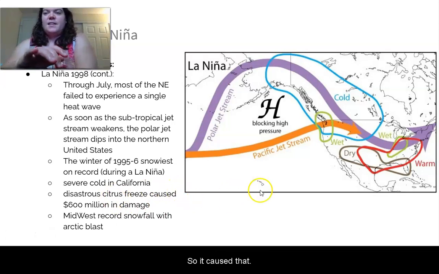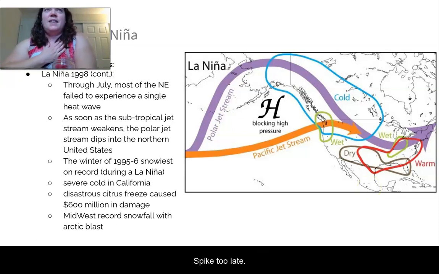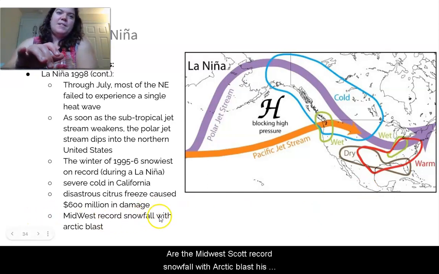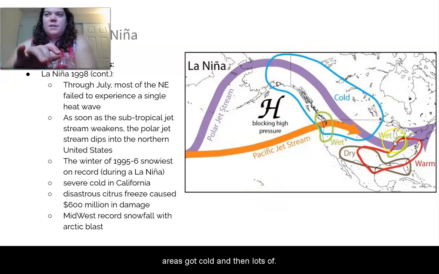So it caused that. And that was in Florida, and I happen to remember this because our family was really big on orange juice, and that year it spiked to like $8 or $9 a gallon. We bought it by the gallon, so it was really expensive. And the Midwest got record snowfall with the Arctic blast, because here's the cold bubble that came south, and so you see all these areas got cold and then lots of wet.